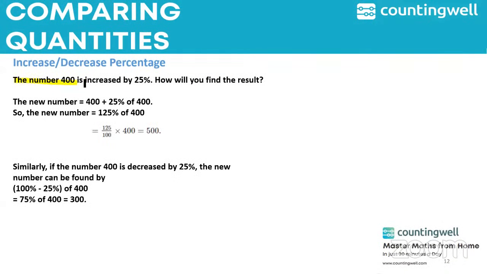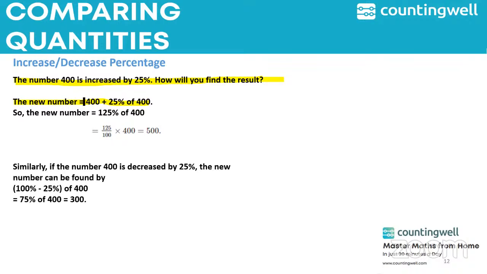Now the number 400 is increased by 25%. How will you find the result? How will you calculate the new number? The new number is 400 plus 25% of 400, correct? So the new number is 125% of 400.